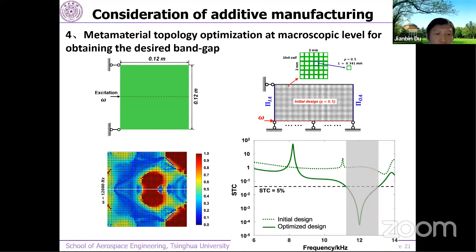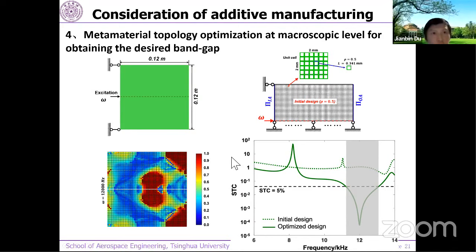After the preparation of the first three steps, in step four, a topology optimization of the metal material with the predefined microstructure pattern is performed at the macro level to obtain the desired band gap. In the picture on the right lower side, the dashed line denotes the initial design, and we can see there is no band gap. The solid green line denotes the results after optimization. We can see that at the specified excitation frequency of 12,000, we successfully create the band gap. The optimum macrostructure topology is shown on the left lower side.